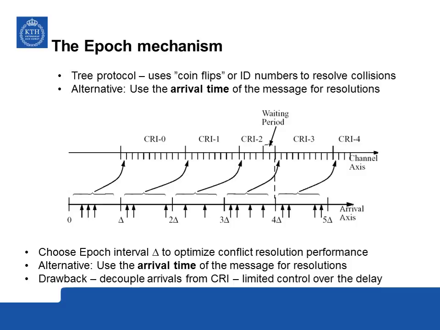The epoch interval delta has to be chosen in an effective way in order to maximize the performance of the conflict resolution. This can be shown to give very good performance results when it comes to maximum throughput. Of course, the drawback is that we decouple the arrival times from the actual conflict resolution. So we lose some control over the delay in the system. But this is done in order to maximize the maximum throughput.